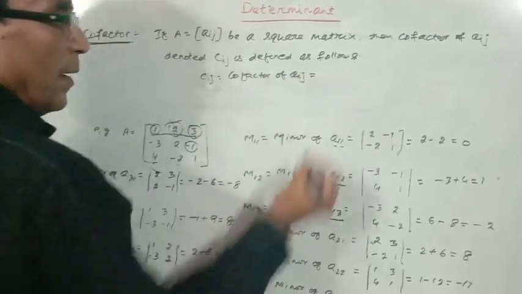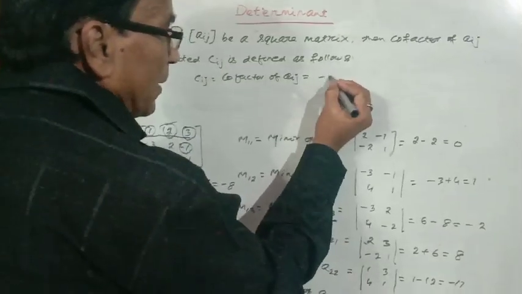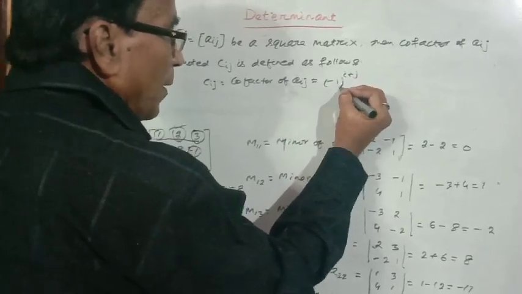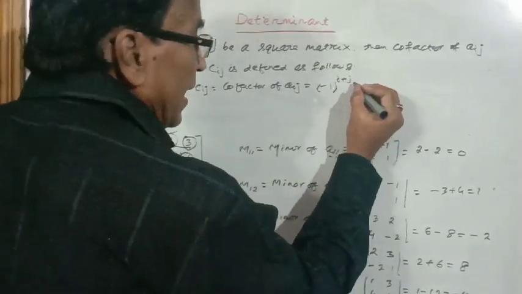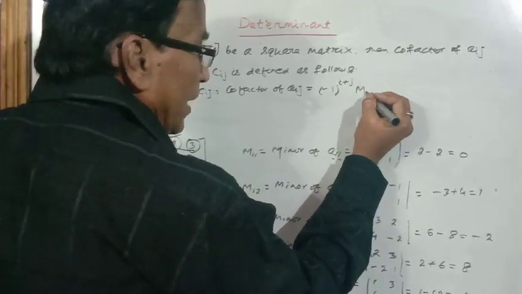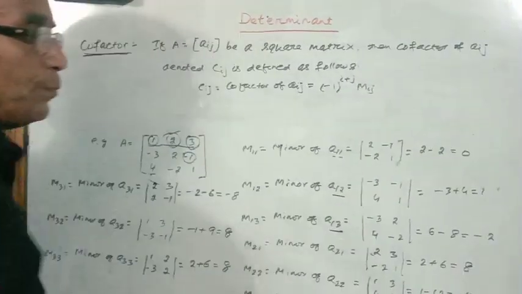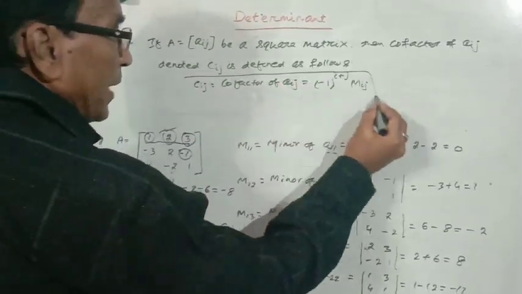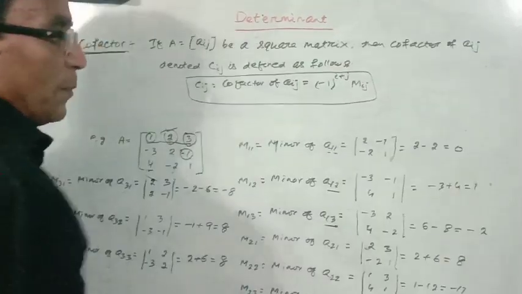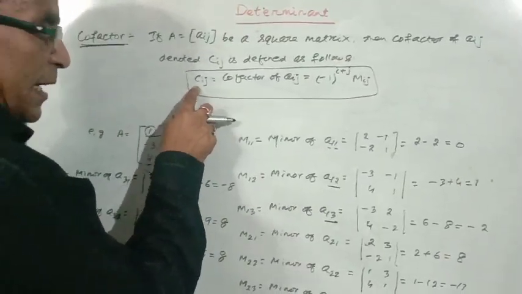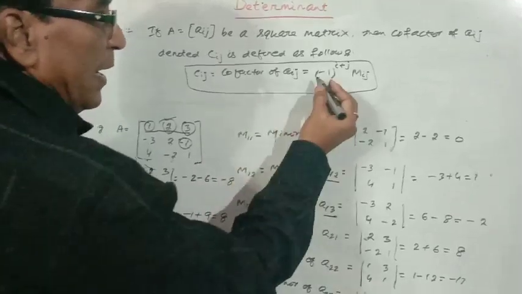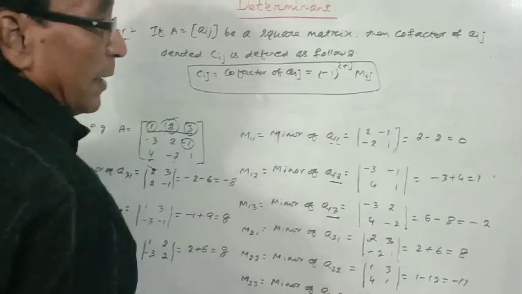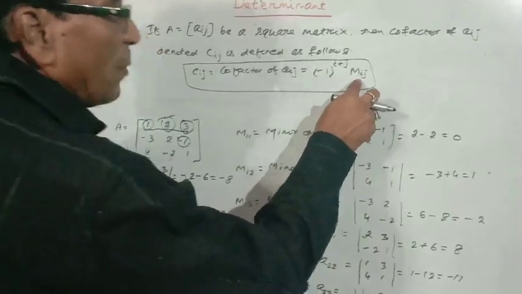is defined as -1 whole to the power i plus j into Mij. So it is the definition of cofactor of the element Aij. Cofactor of the element Aij is always denoted by Cij. Its value is equal to -1 whole to the power i plus j into Mij. What is Mij? Mij is the minor of Aij.